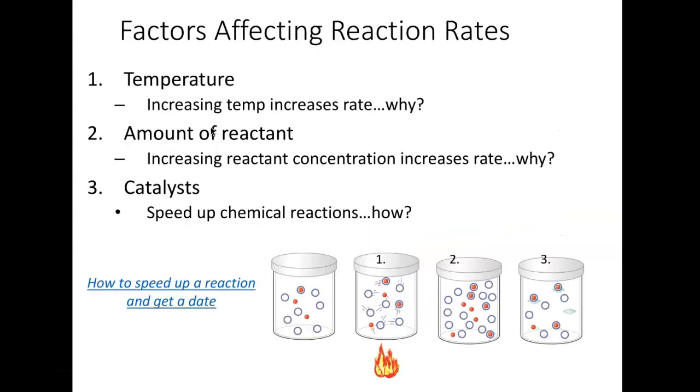So there are a few different things that can affect the rate of a chemical reaction. Three important ones are temperature, concentration or amount of reactant, and catalysts. So if you increase the temperature, this is going to increase the speed of the particles. They're going to fly around faster, which is going to increase the likelihood that they're going to have collisions and that those collisions will be hard enough to meet that activation energy.